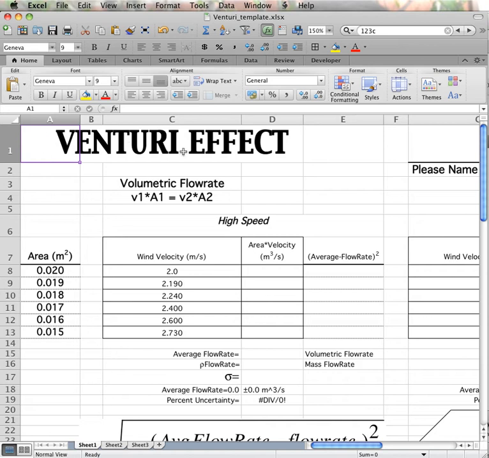The Venturi effect. We're going to look at volumetric flow rate. And this movie is to help you understand how to use a spreadsheet to process the wind speed data that you get for various cross-sectional areas of a wind tunnel. You'll see that the wind speed here increases when the cross-sectional area decreases.